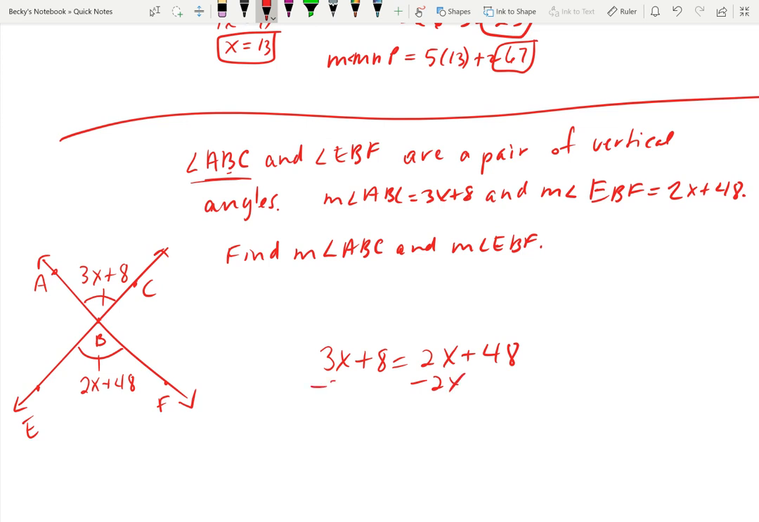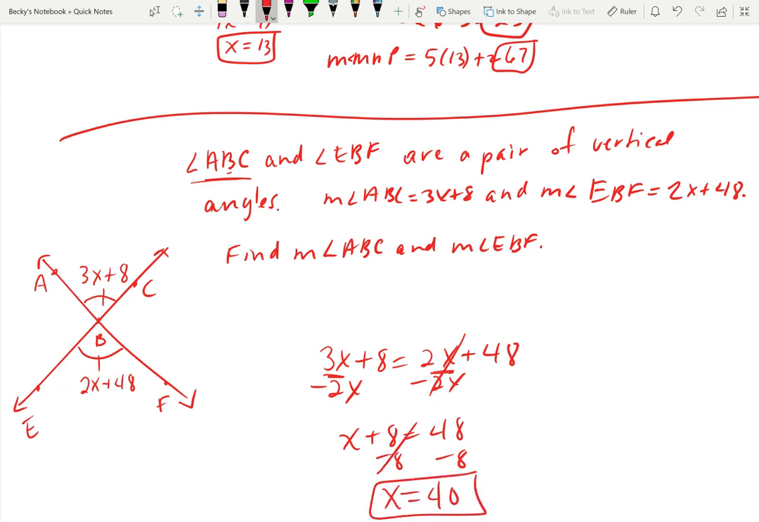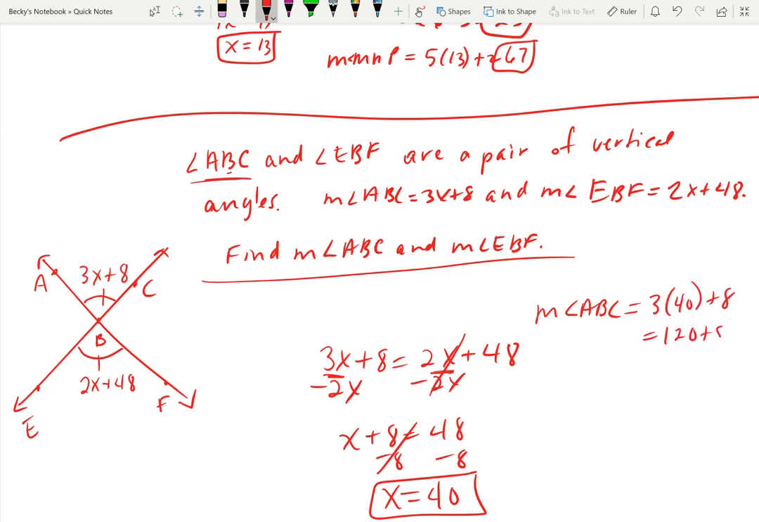My personal method of doing algebra is if there are variables on both sides, I move the smaller one over so my variable stays positive. I don't like negative variables personally. So x is 40. I'm not finished because it doesn't even really say find x. It just says find the measures. So let's find the measures. The measurement of angle ABC, let's plug it in. 3 times 40 plus 8. So it's 120 plus 8, which is 128.